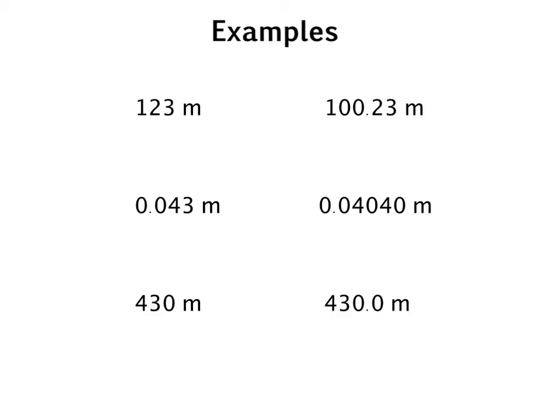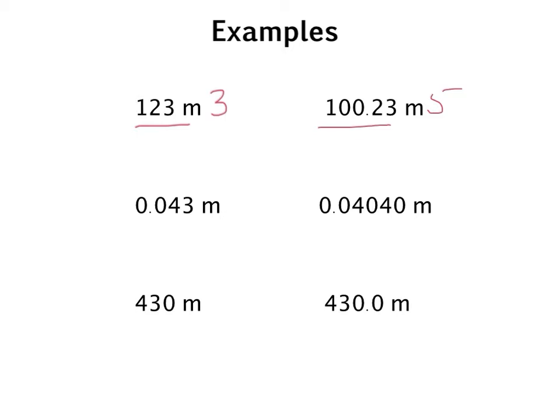Let's look at some examples. The first example, 123 meters, has three significant figures, since all of the digits are non-zero, they are significant. In the second example, 100.23 meters has 5 significant figures. The non-zero digits and the 2 zeros in the middle are captive.